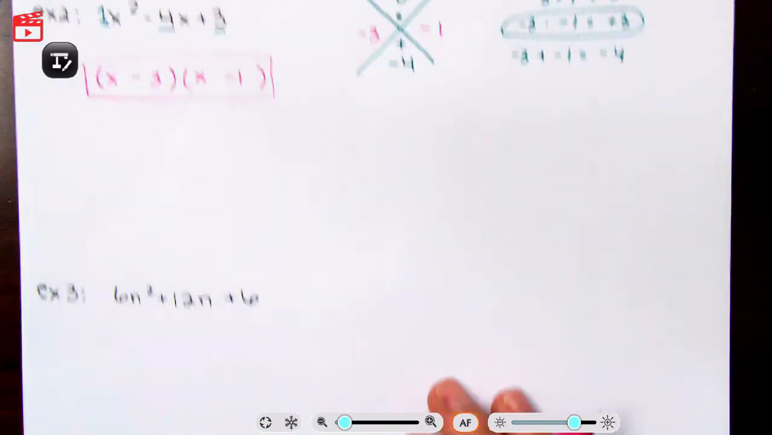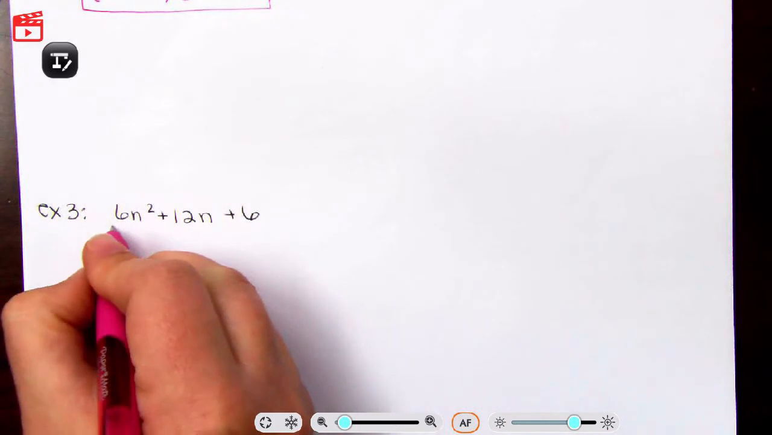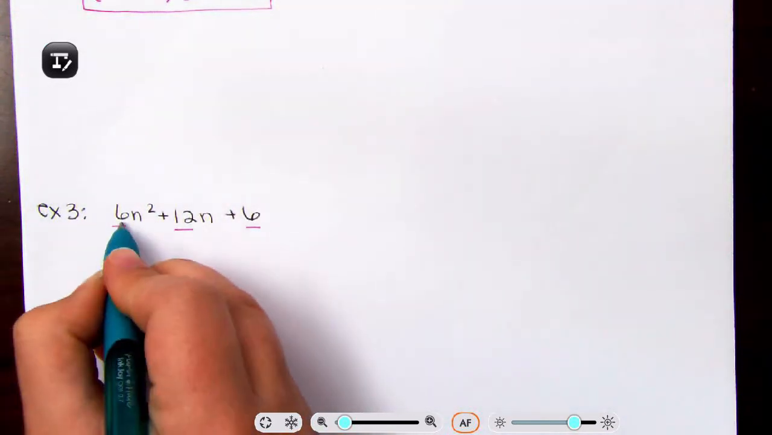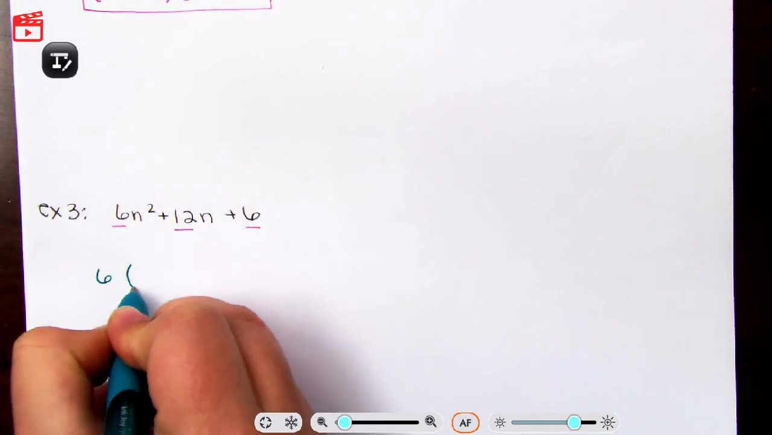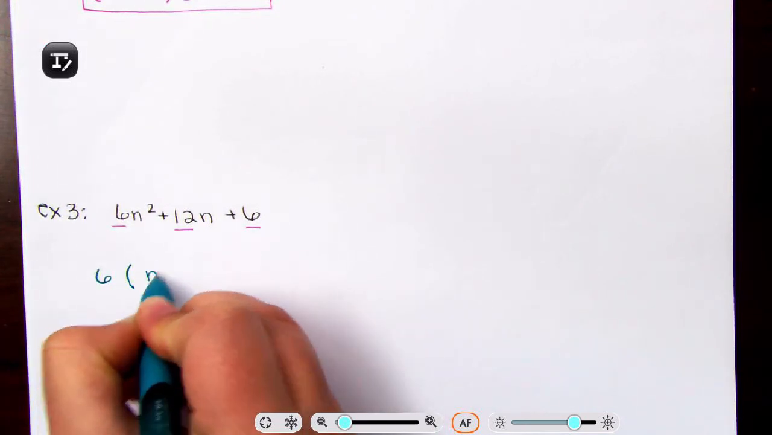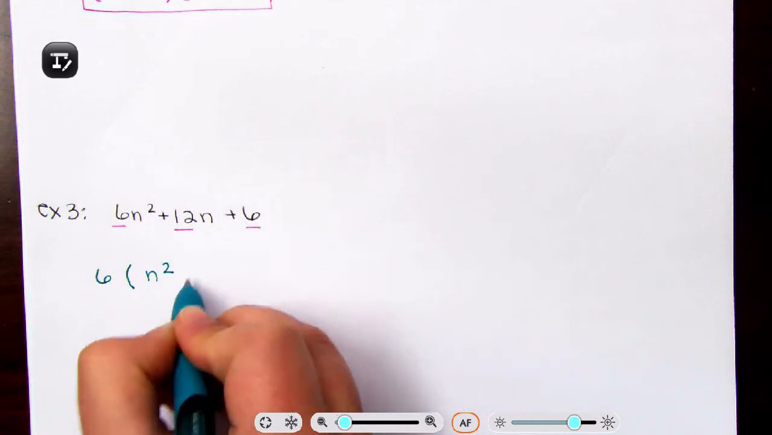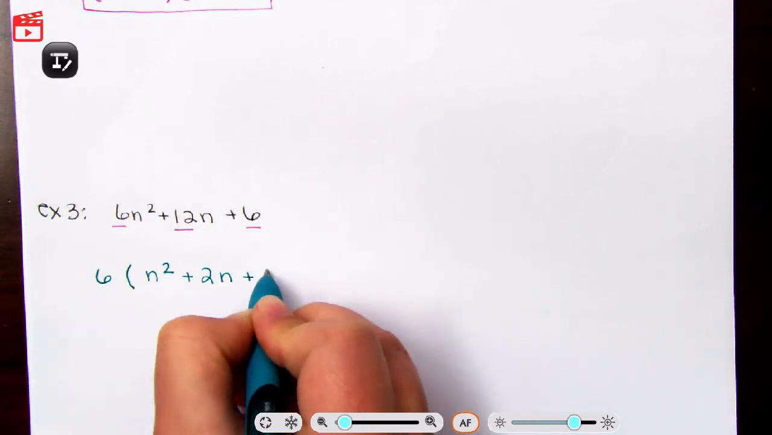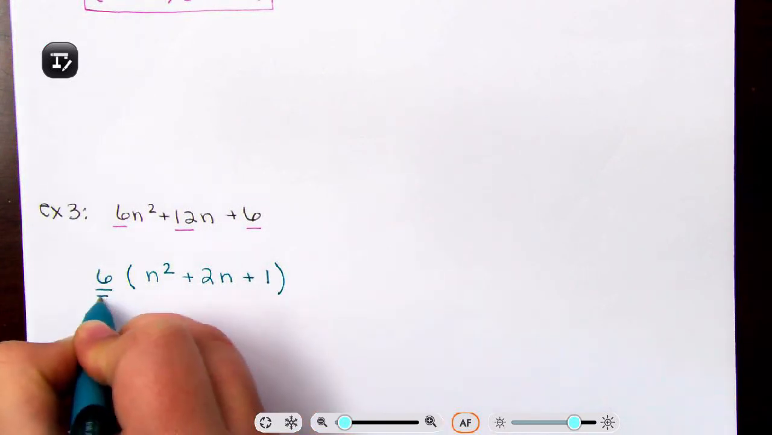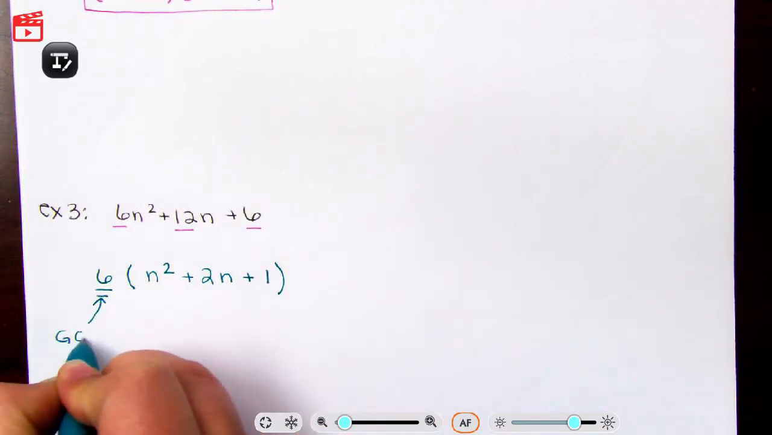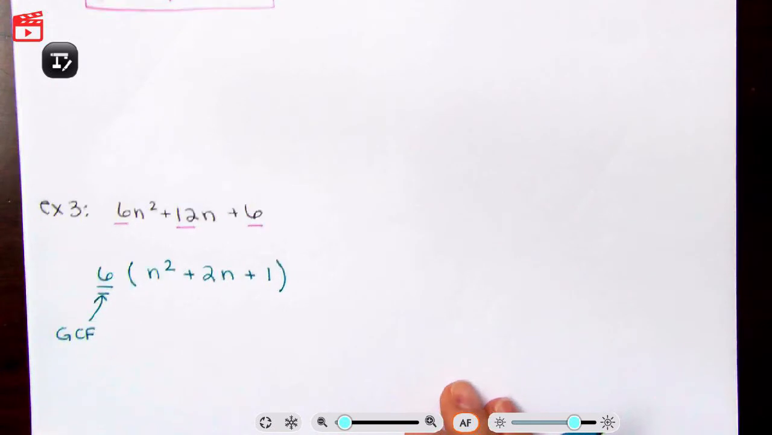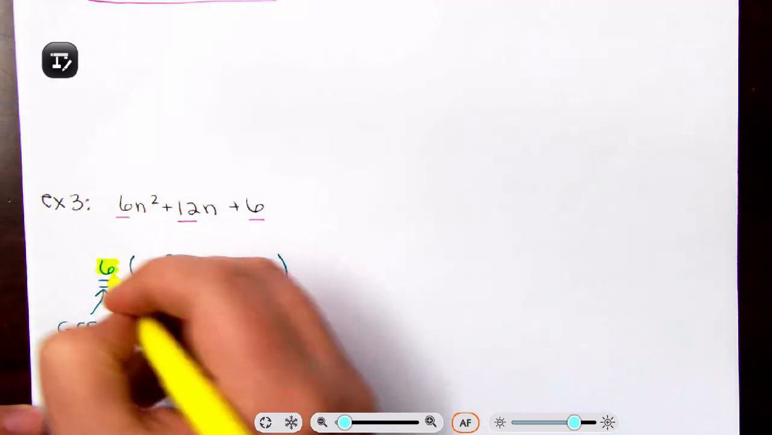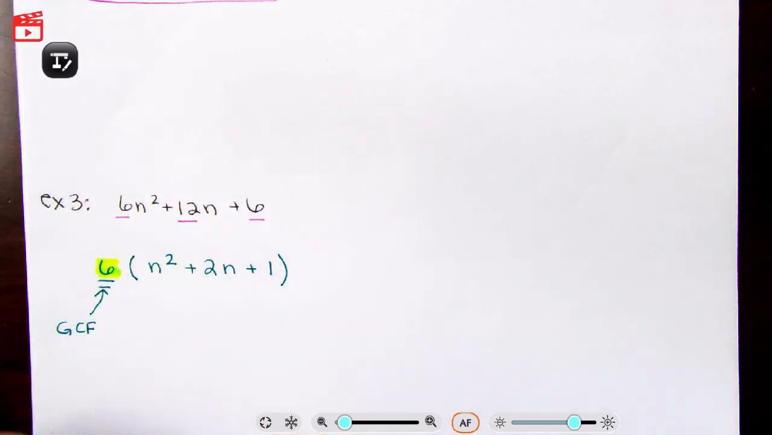Moving on to our last example. I have a 6, a 12, and a 6. So I do know we can pull out a 6 because 6 divided by 6 is 1. So I have n squared. 12 divided by 6 is 2. 6 divided by 6 is 1. So that means this 6 is our greatest common factor. I need to remember not to forget it. I need to remember to place it in our answer.